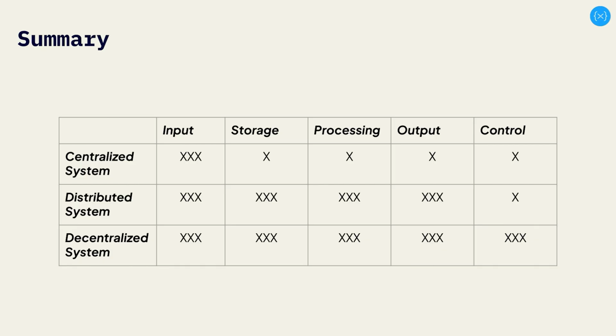If you go towards distributed systems, now the input comes from multiple servers, the data stored is in multiple servers, the processing and the output come from multiple servers. However, this system is still owned by a single same entity. And finally, with decentralized systems, we add the final piece of the missing puzzle, where the system is now controlled by multiple different entities that may or may not trust each other.